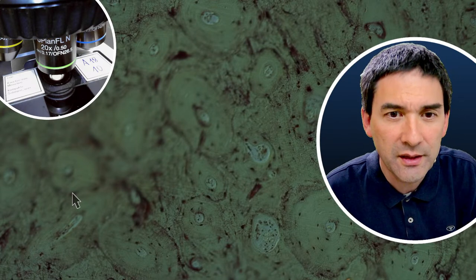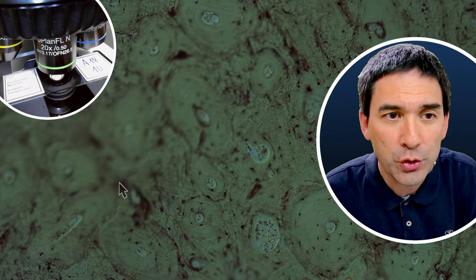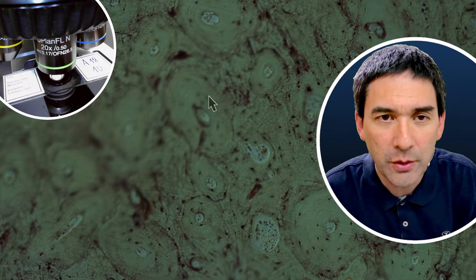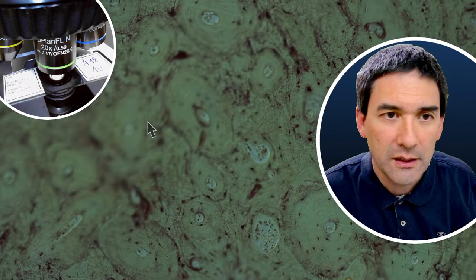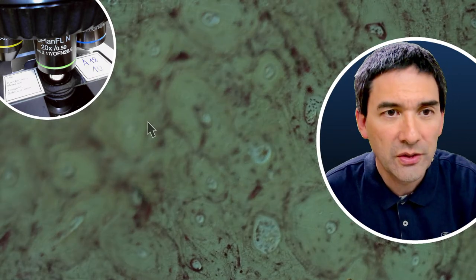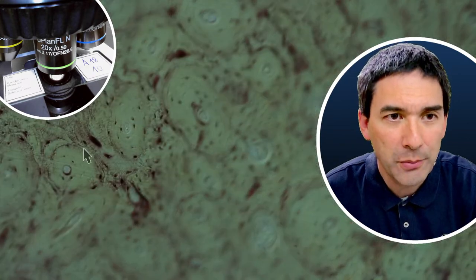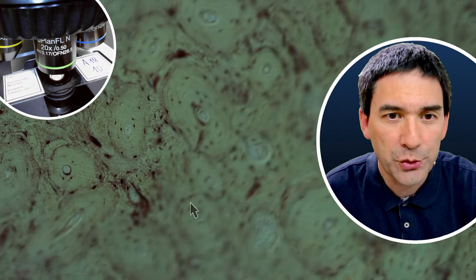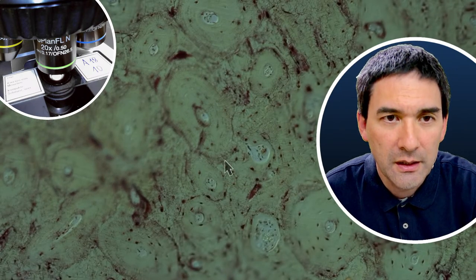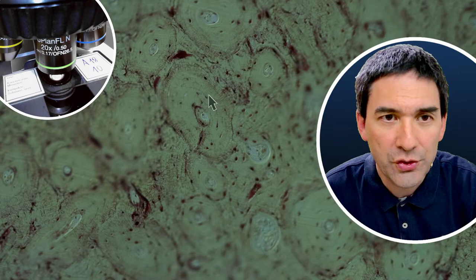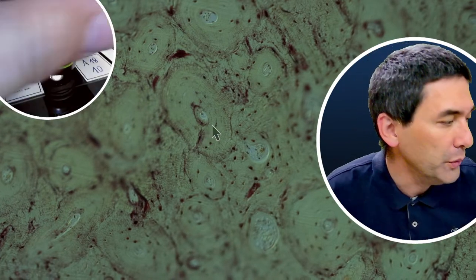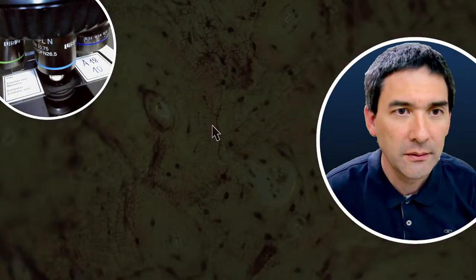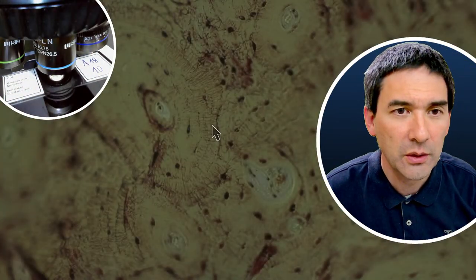So this has nothing to do with bad microscope optics, but is simply a question of a specimen that's not flat. When I refocus, you're going to see that now those parts here are in focus and those parts here are blurry. But let's focus on one of those round structures here. So this is compact bone of a human being.